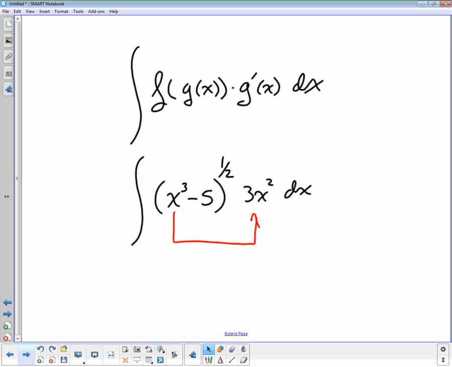There's no three there. Right, if I don't have constants, I can always create a constant. Constants are cheap.